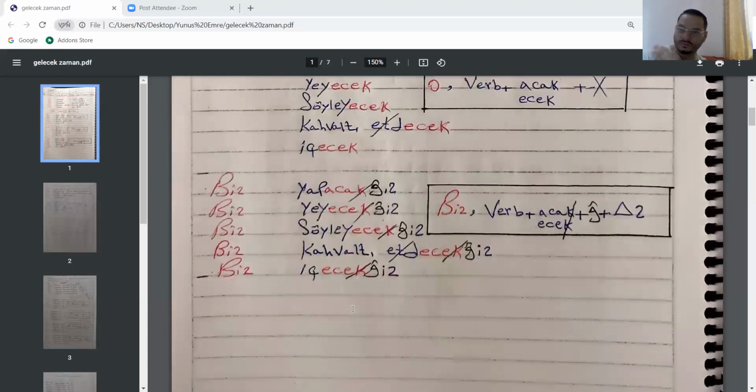Now let's talk about biz, we, and verb. The same situation as ben, k will convert to yumuşak ge, plus delta z instead of delta m. Yapacağız, yiyeceğiz, söyleyeceğiz, kahvaltı edeceğiz, içeceğiz.